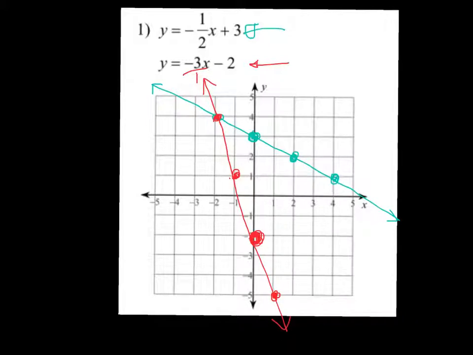Now remember, when we talk about a system, we're talking about where the 2 lines intersect. And so I'm looking at this point right here. This is where they intersect. What point is that? Well, it's at -2, 4. You always want to do your x value and then your y value. So -2, 4 is our solution. If I plug that back into both of those equations, it should result in true statements.